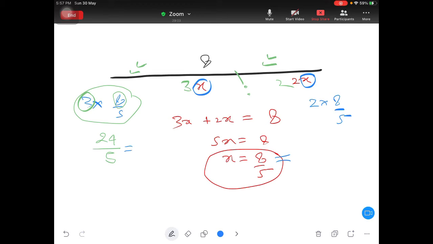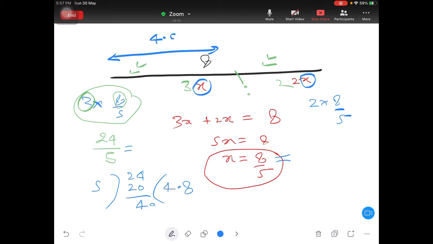If you solve this, how much will it be? 24/5. 5 4s are 20. 4 will come here. Take decimal point. 0 will come here 8 times. So this is 4.8 centimeter. So the remaining is how much? Sorry, my mistake, it is 3.2. 3.2.